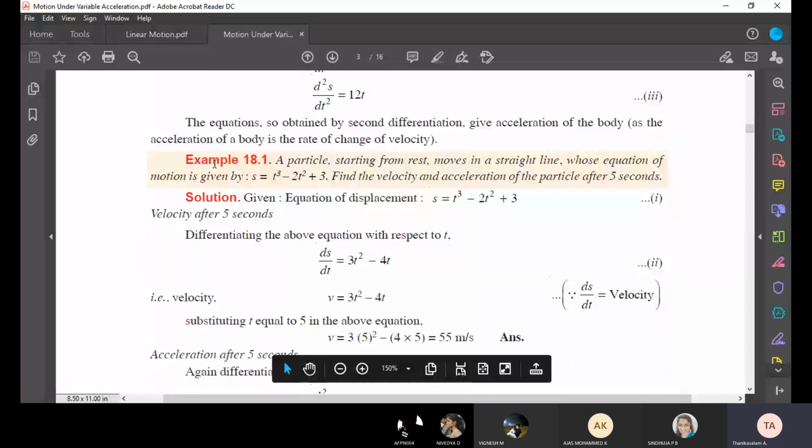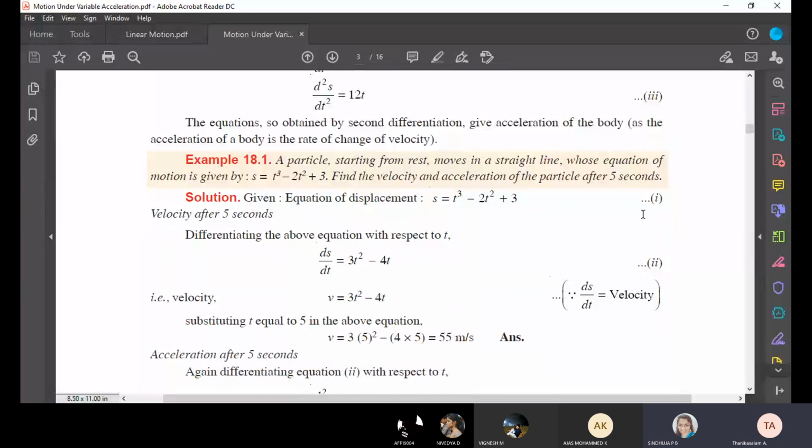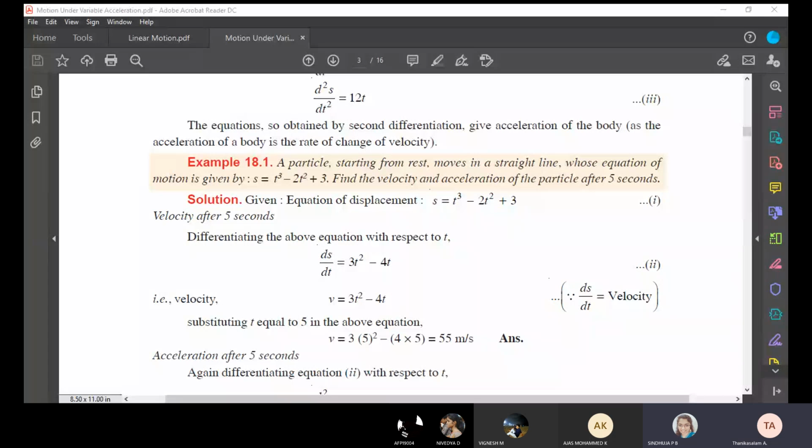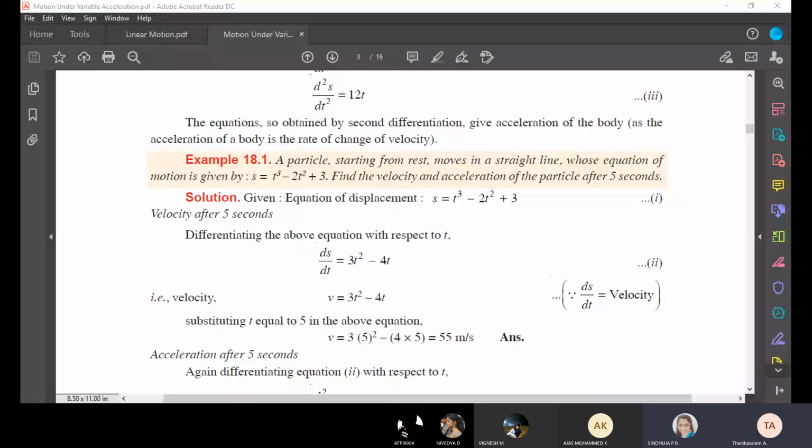Now the simple problem. Read this question. A particle starting from rest moves in a straight line whose equation of motion is given by s equal to t cube minus 2t squared plus 3. Find the velocity and the acceleration of the particle after 5 seconds.